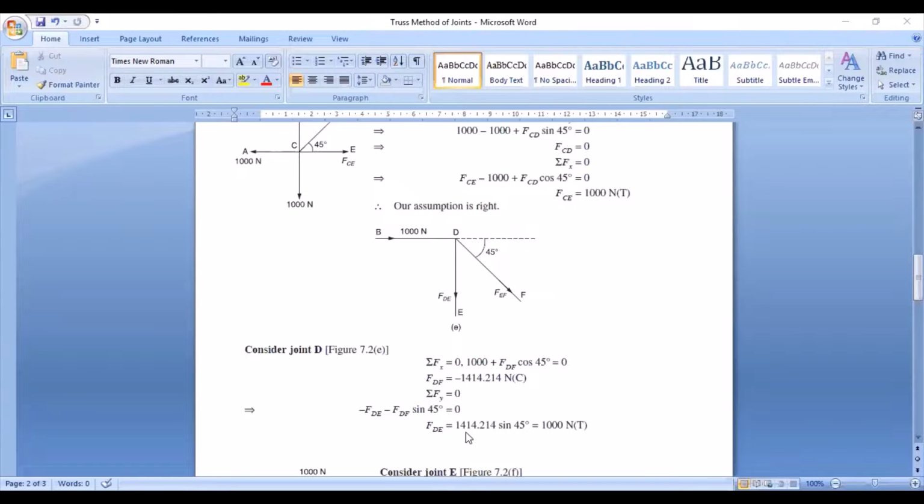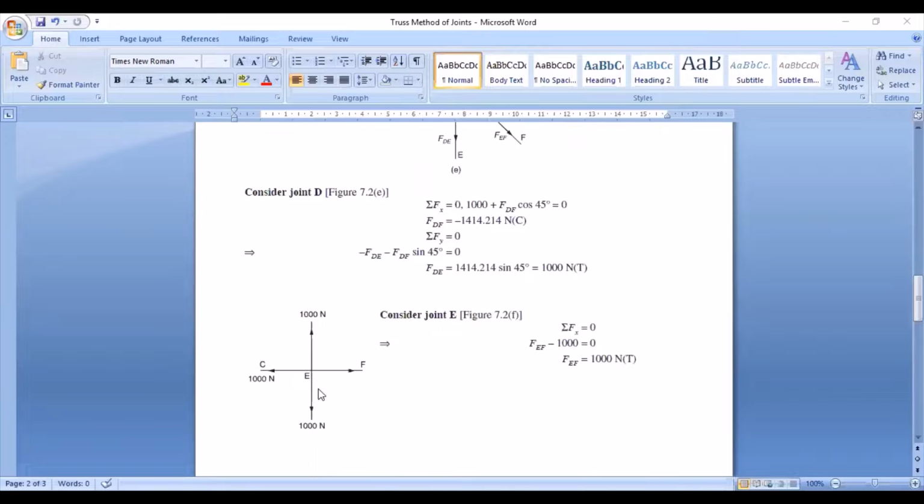Thereby FDE is 1414.214 sine 45, which is 1000 Newton with positive sign, which means that this direction which you have considered is exactly right. So in this you can see, D to E, when you consider joint D, the arrow is moving away from D. Therefore, when you consider joint E, it will also be away from E. Okay, so let us consider joint E now.